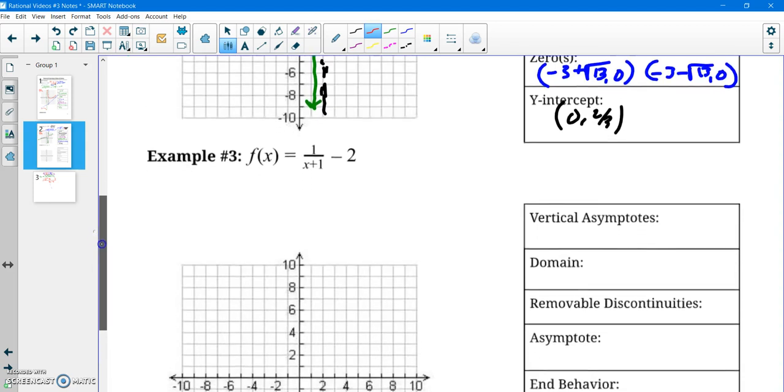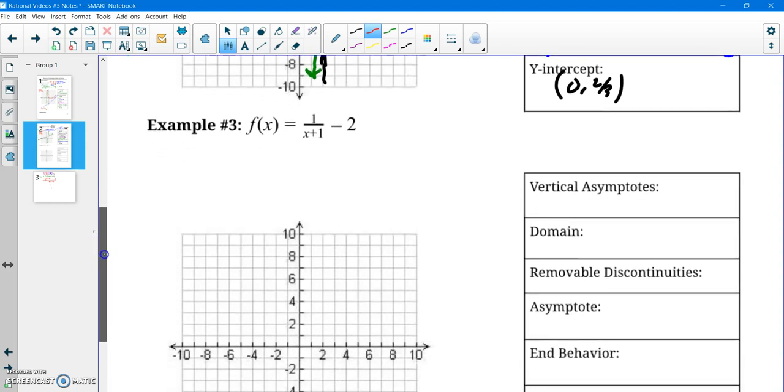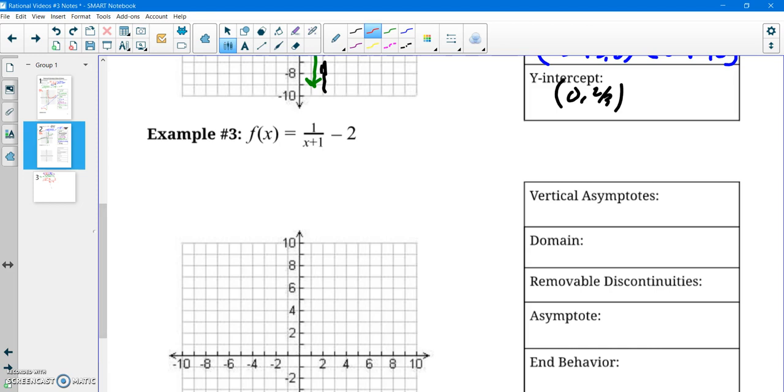This last problem is a little different, so it is kind of important. You can just look at it and say this is different. It's not written as a single fraction. It's written as a fraction and then a constant part here.